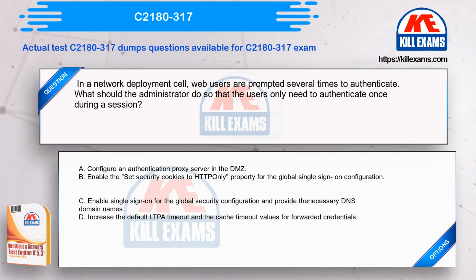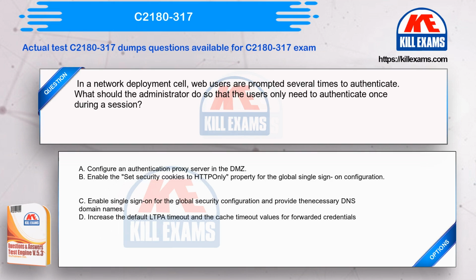In a network deployment cell, web users are prompted several times to authenticate. What should the administrator do so that the users only need to authenticate once during the session? Option A. Configure an authentication proxy server in the DMZ. Option B. Enable the set security cookies to only property for the global single sign-on configuration.